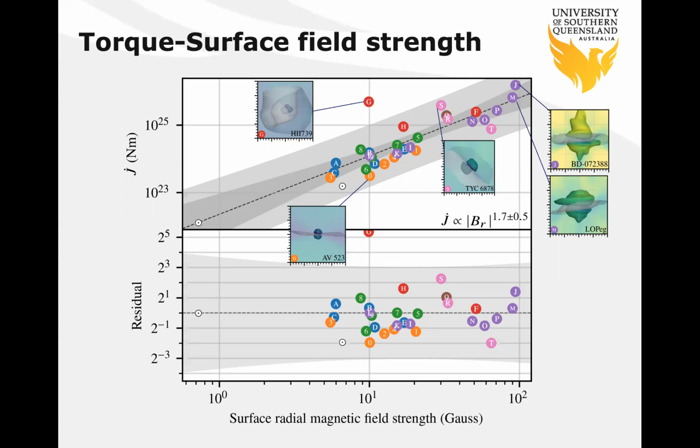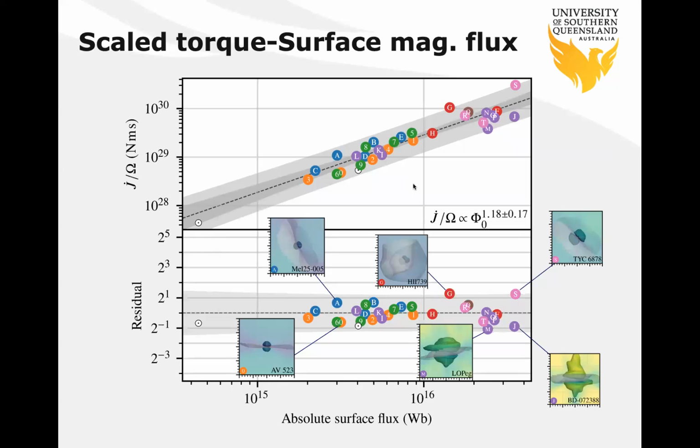Now, we can do better than that if we scale the angular momentum loss by the rate of rotation of the star, and we also use the absolute surface flux, which is the radial field strength times the stellar area. Then you see there's a much tighter correlation here. On the residuals plot, there's now only a variation of a factor of 4 that we cannot attribute to anything but the magnetic geometry.